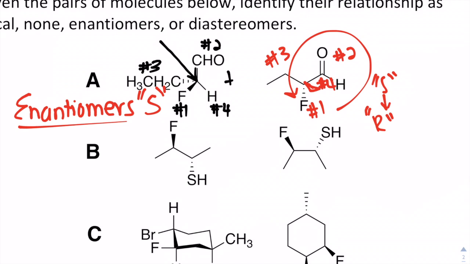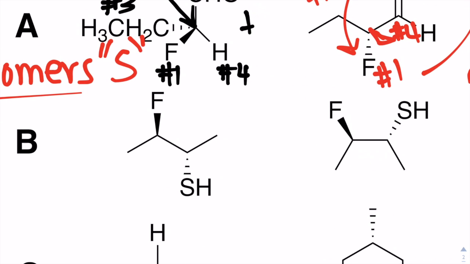Okay, let's look at B. For B, you can assign priority to both of these substituents. I'm going to do this fast now. So just draw on that hydrogen. Fluorine is 1, hydrogen is 4. The sulfhydryl group to the right would be number 2, and that would be number 3. If I were to trace that, that's going to be an R configuration.